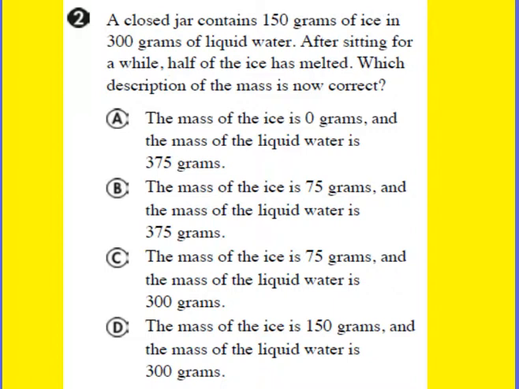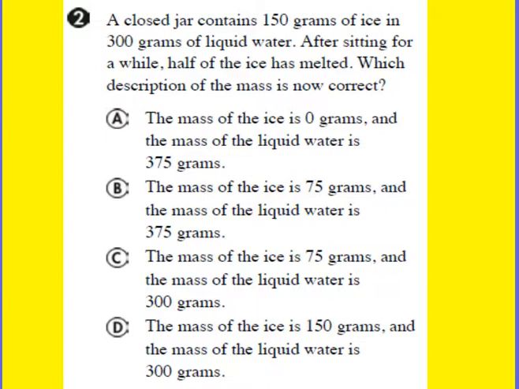A closed jar contains 150 grams of ice in 300 grams of liquid water. After sitting for a while, half of the ice is melted. Which description of the mass is now correct?